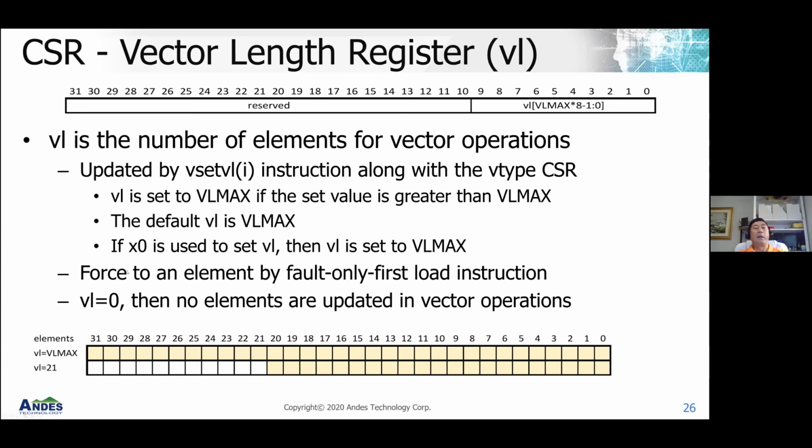Another way of changing VL is by using the fault-only-first load instruction, which we will go into detail later when we talk about memory operations. And if you set VL to 0, then no elements are updated in the vector operation. Basically, it's like a no-op.